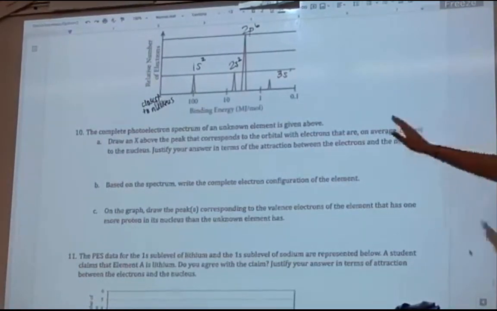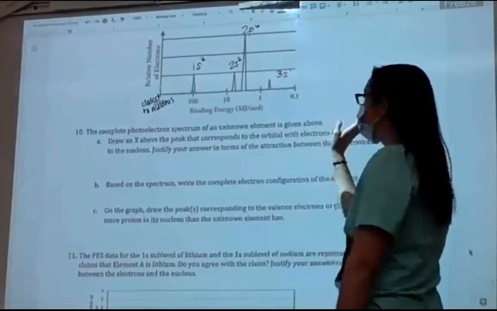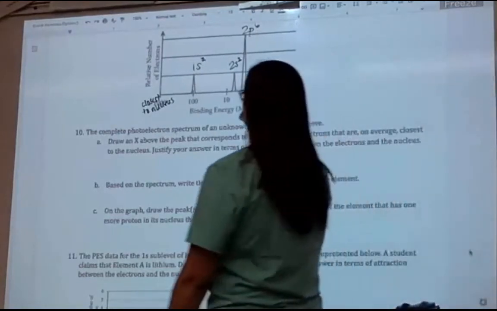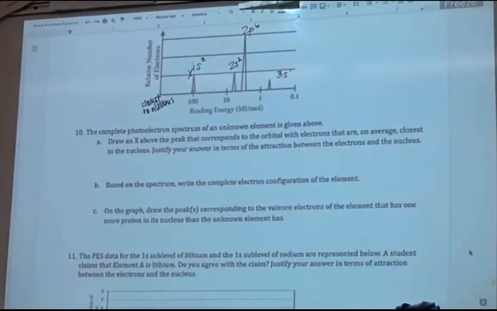So we already did the electron configuration. So again, I labeled closest to the nucleus, and then I labeled each peak. So A says, draw an X above the peak that corresponds to the orbital with electrons that are on average closest to the nucleus. So which of these sublevels, and I labeled it on the x-axis too, which of these sublevels is closest to the nucleus? 1s. So put an X.